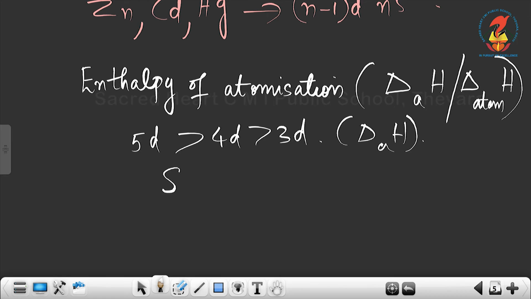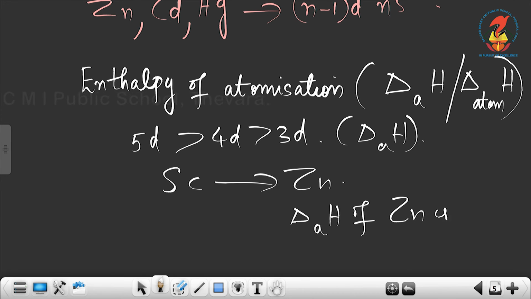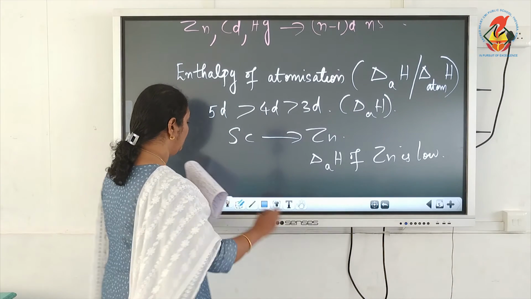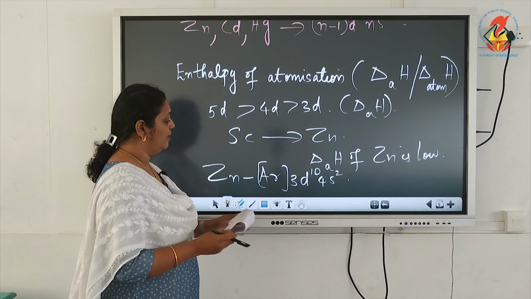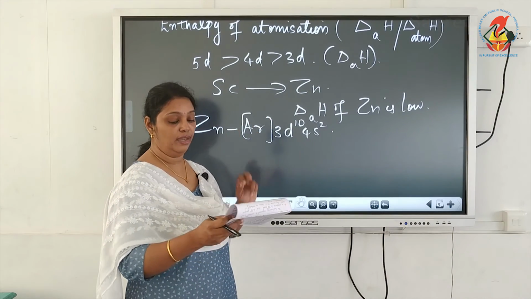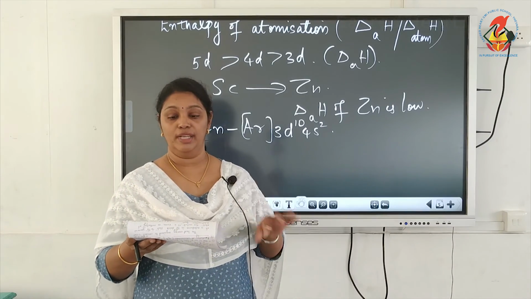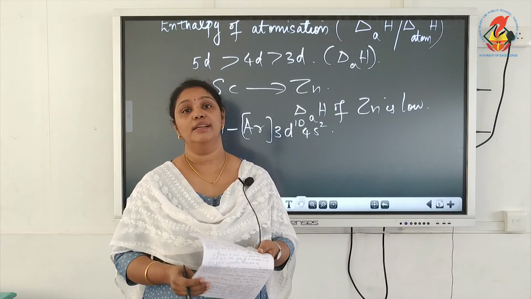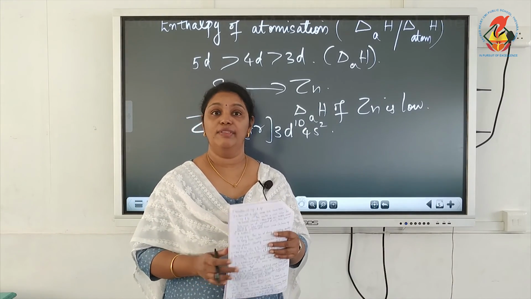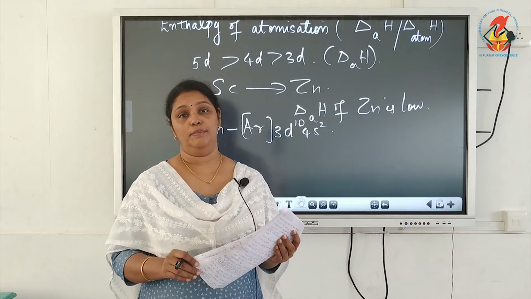Now the next question is, in the series scandium to zinc, they are the first transition series, the enthalpy of atomization of zinc is the lowest. Why? Because the electronic configuration of zinc is argon 3d10 4s2. So, since there are no unpaired electron in the d orbital, the electron from d orbital will not take part in metal bond formation. So, enthalpy of atomization of zinc is the lowest. So, with this we completed our melting point and boiling point.